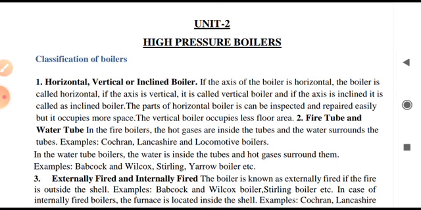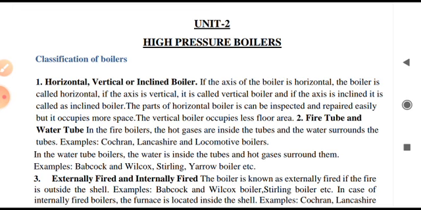Then fire tube and water tube. In the fire tube boiler, the hot gases are inside the tubes and the water surrounds the tubes. Example: Cochran, Lancashire and locomotive boilers. In the water tube boiler, the water is inside the tubes and the hot gases are around them. Example: Babcock and Wilcox, Stirling, Yarrow boilers, etc.